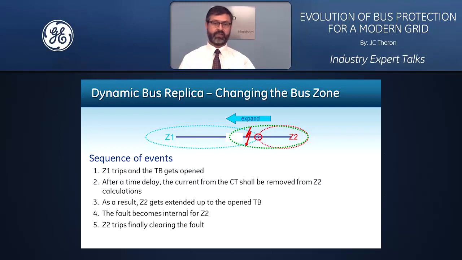So in this case, we can see zone 1 tripped the tiebreaker as it normally would. After a time delay, the current from the CT shall be removed from zone 2. In other words, we extend it up until this area. As a result, zone 2 covers up to and including the tiebreaker, including this blind spot. So the fault becomes internal for zone 2 and zone 2 trips, finally clearing the fault. And that's important in this case because zone 2 will definitely see fault current from this direction into the fault, and that's the only way we can ensure the fault current gets cleared.